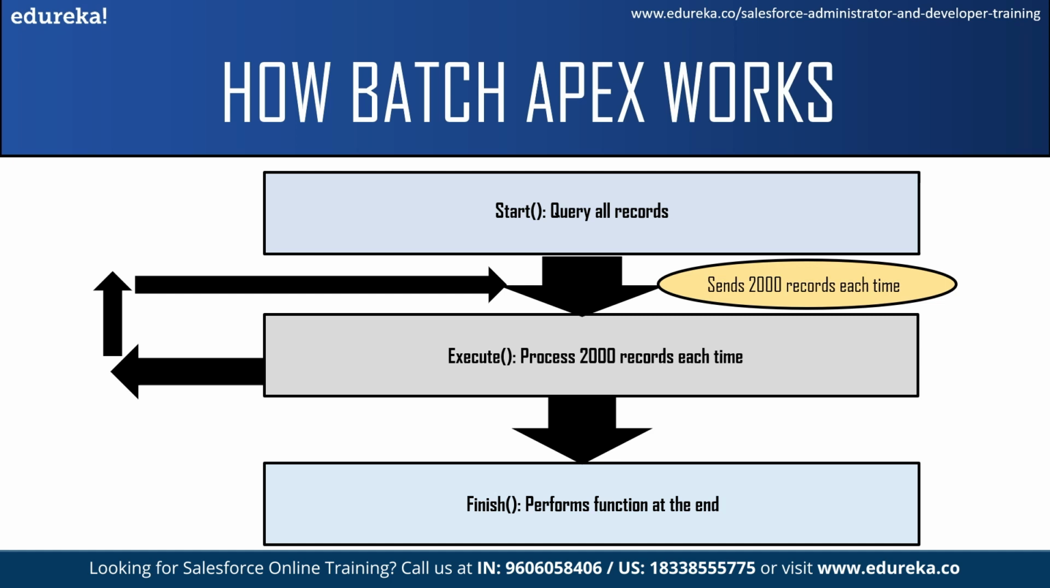Once the 1 lakh records are done, it will come down and finish. If we have any post-processing logic, something like sending an email or doing some kind of logs, then we need to have that logic in the finish method. Now, the execute method is called multiple times, while start will be called only once. Execute will run multiple times with multiple batches, and finally it will come out with the finish method.